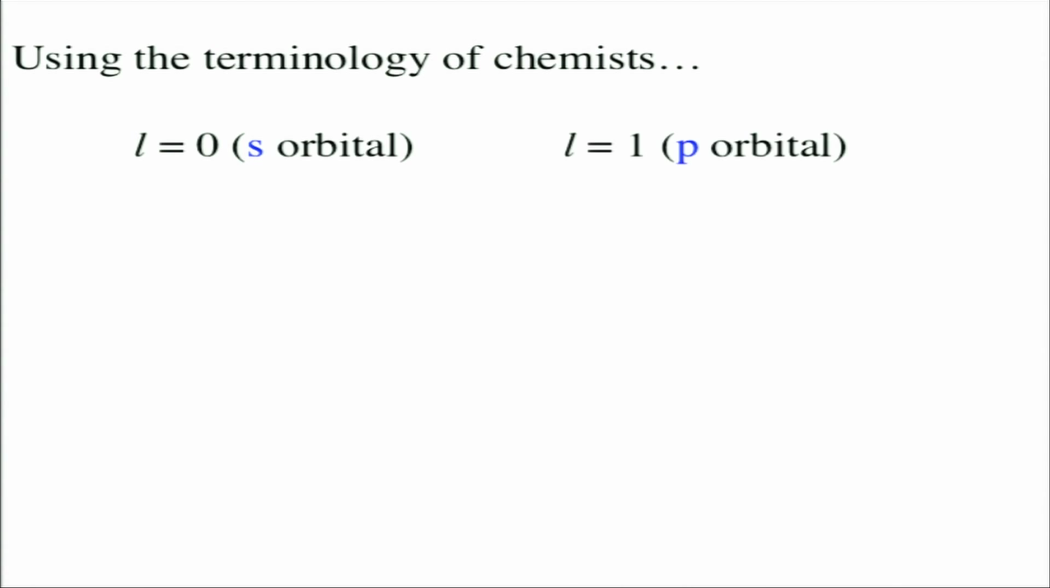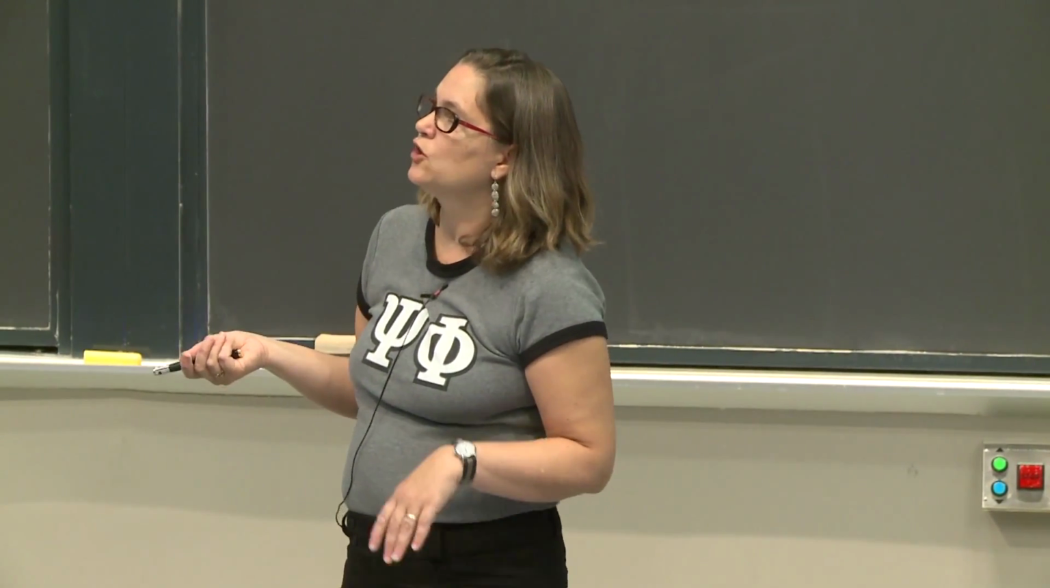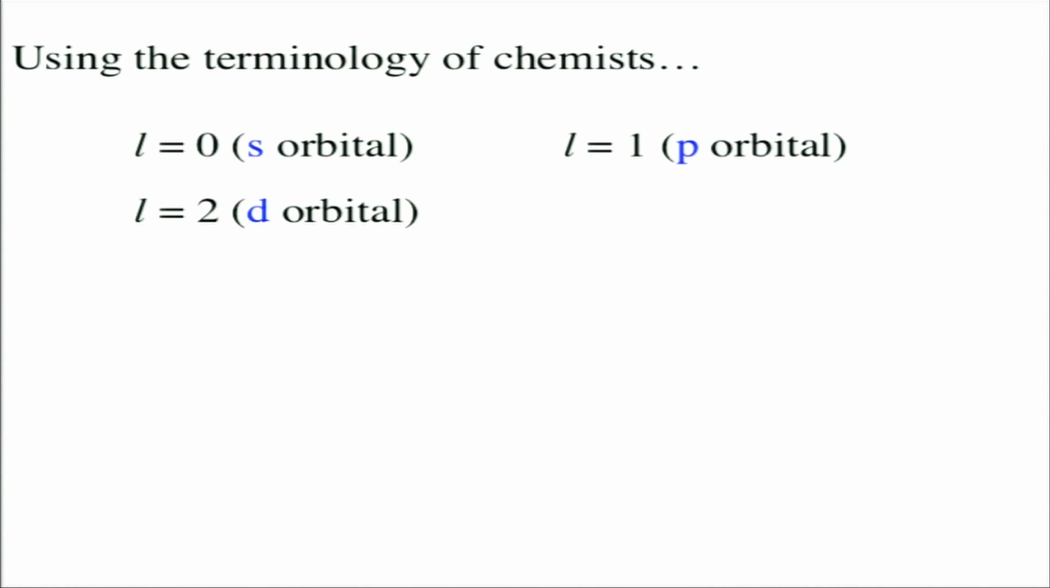When L equals 1, that's the p orbital. L equals 2 is the d orbital. And L equals 3 is the f orbital. And frankly, we don't really go much beyond that.